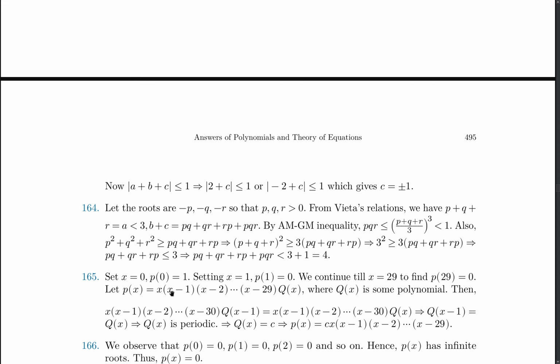So we let p is equal to x into x minus 1 into x minus 2 up to x minus 29 times q of x, where q of x is some polynomial. Then what we have is x into x minus 1 into x minus 2 up to x minus 30, q of x minus 1 is equal to x into x minus 1 into x minus 2 up to x minus 30 times q of x. So we substitute p of x to the left side and to the right side, and then we have q of x minus 1 is equal to q of x, that is q of x is periodic. So q of x is equal to constant c, where p of x is equal to c x into x minus 1 up to x minus 29.